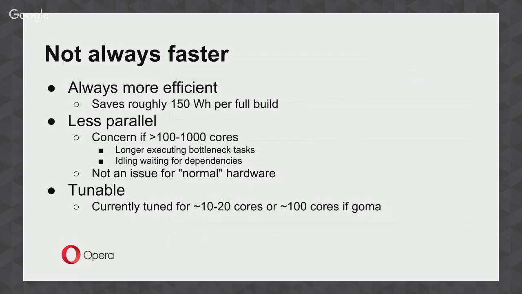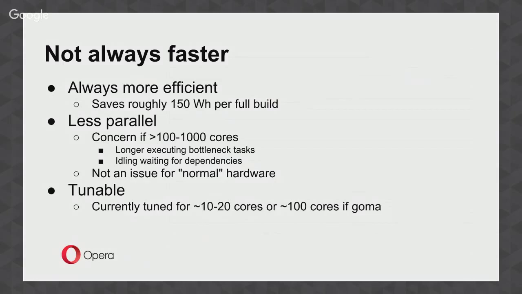The main problem here is that you get a less parallel build. If I use the example we had before with the core DOM, we had 130 files. If you have 100 free cores, you can actually compile all these 130 files in parallel. If you combine them, you can only use one core, which is much less efficient. So you get a less parallel build and you get higher latency. If you're waiting for something and you have to wait for the whole jumbo unit to compile, you might have to wait a little bit longer.